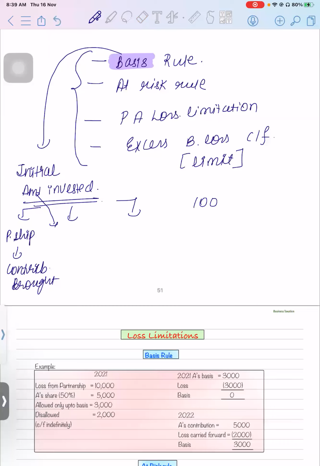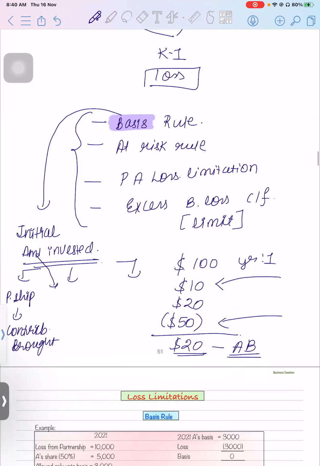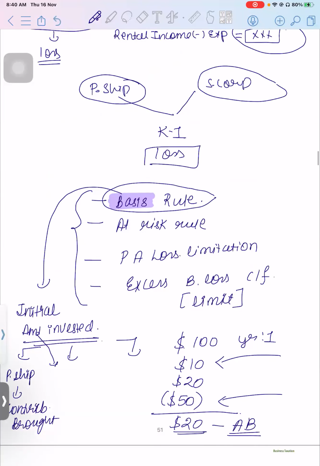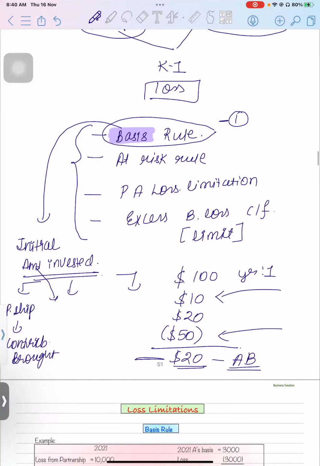Let's say $100 you are contributing in the year 1 when you got admitted in the partnership firm. Each year that partnership firm is earning, let's say $10, $20, and in 3rd year you have withdrawn $50. So you'll have to straight away reduce it. So this amount of $20 remaining is your adjusted basis in your partnership firm. So what this rule says is that whatever loss you are going to have, that needs to be first settled off against your basis.